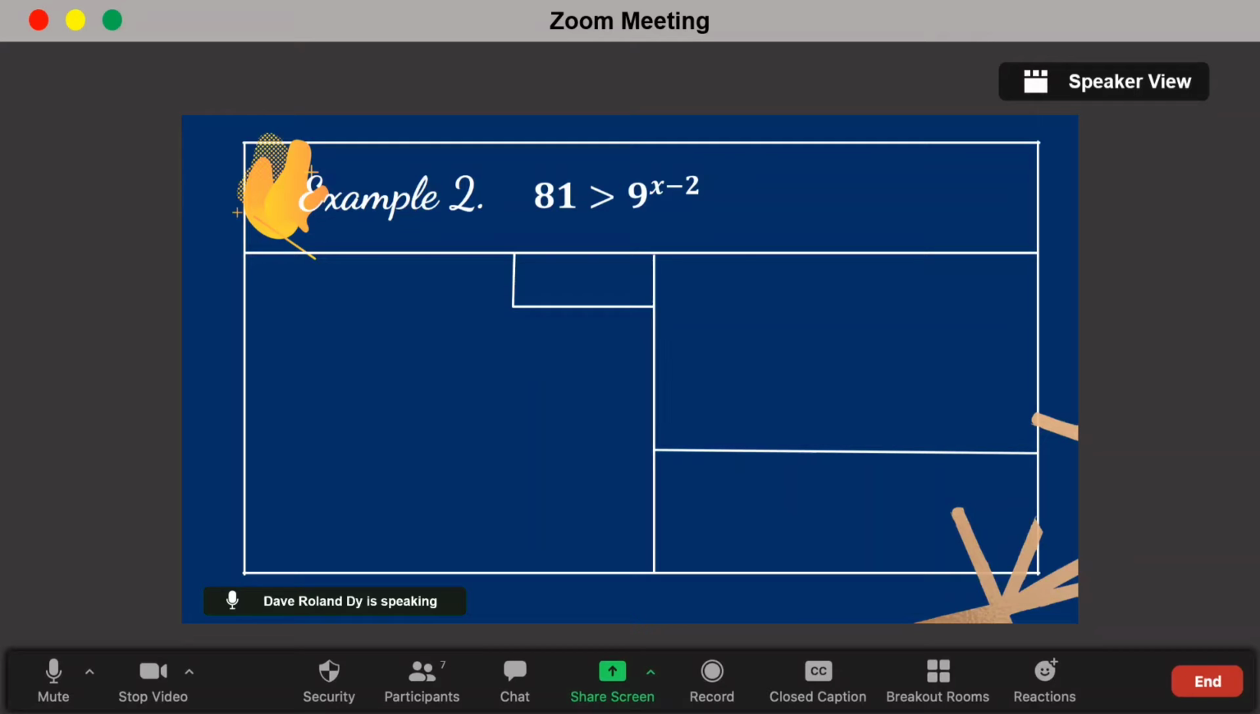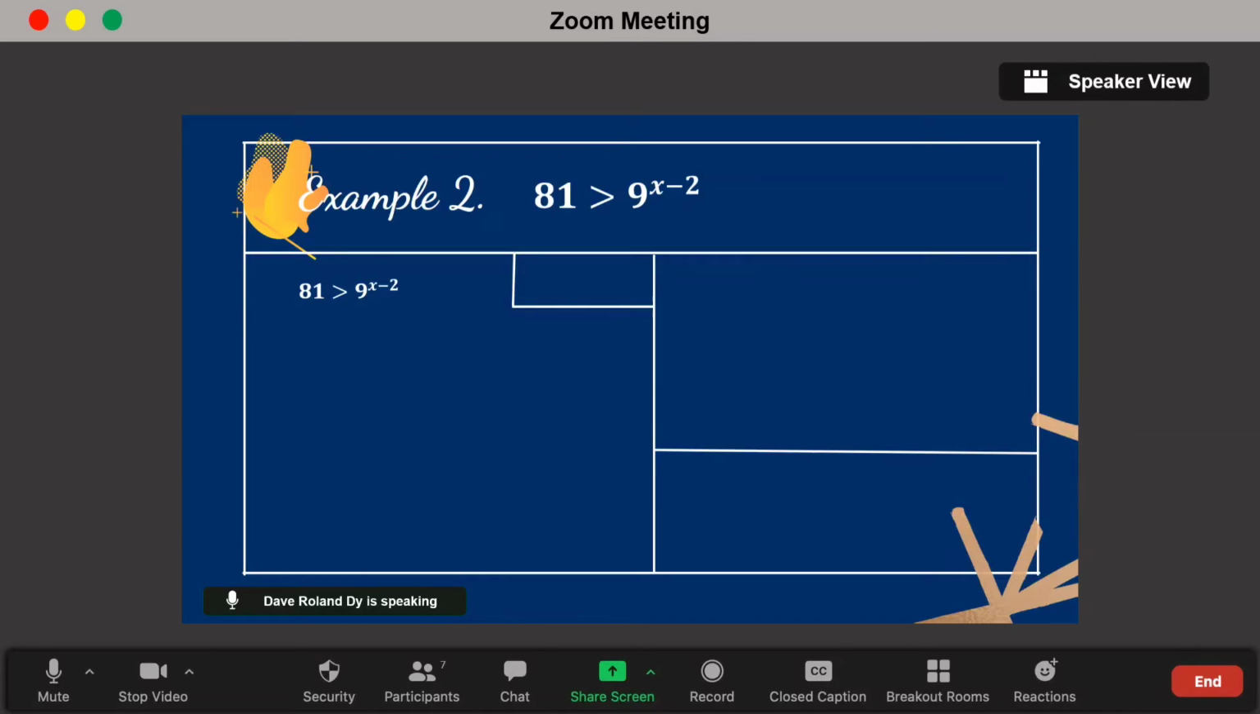We have 81 is greater than 9 raised to x minus 2. The first thing we need to do is to have the same base. What do you think we should do? Note that you can choose which base you will retain. 81 can become 9 squared, or 9 can be expressed as 81 raised to the 1 half. You may choose which one to use, but we suggest that you use the simpler one. Anyways, you will still arrive at the same answer.